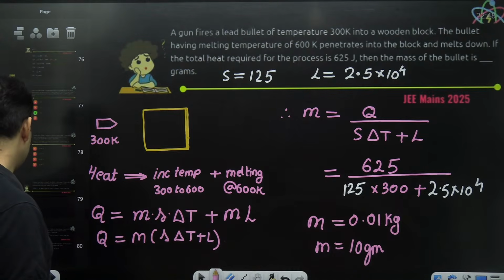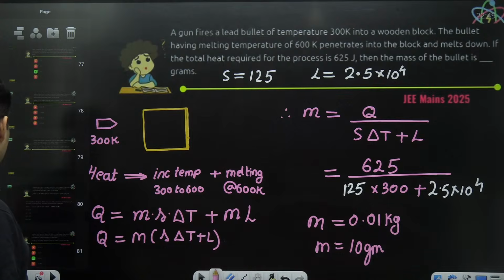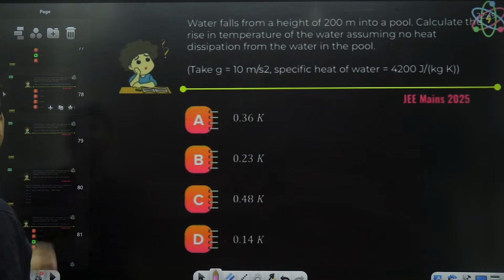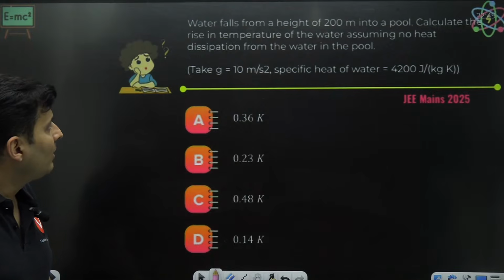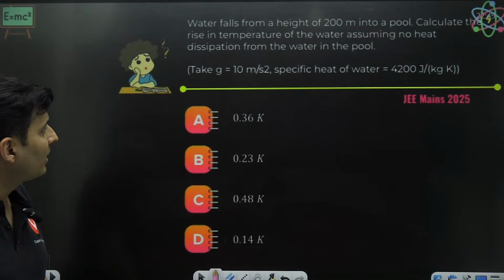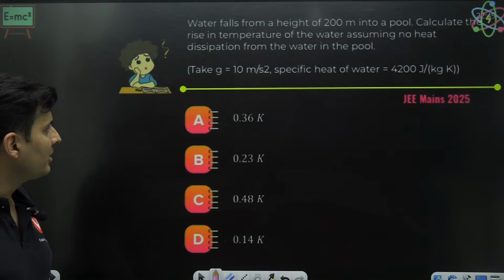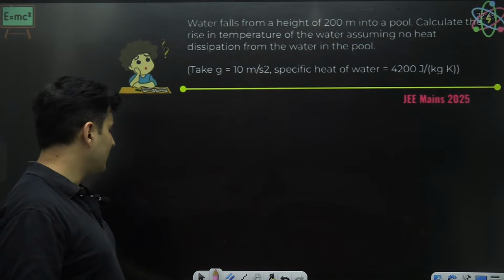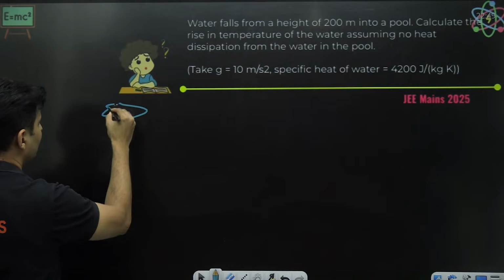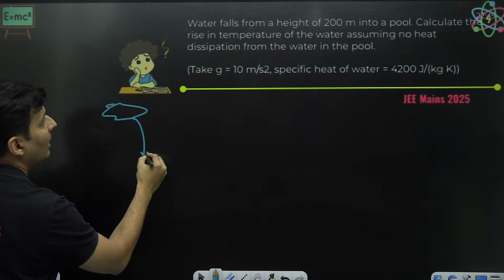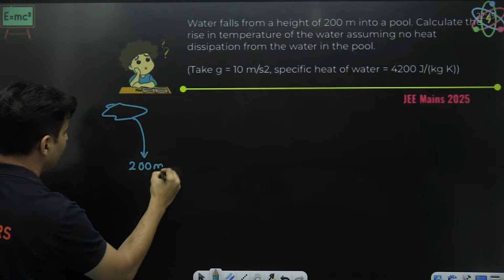Let's move to the next question coming up on your screen. And here it is. This is also a very similar question. Water is falling from a height of 200 meters into a pool. Calculate the change in the temperature of the water, assuming no heat dissipation from the water into the pool. Take g as 10, specific heat capacity of water as 4200. Interesting. Let's understand what is really happening. You have water which is falling. So let's say this is the water which falls from a height of 200 meters.